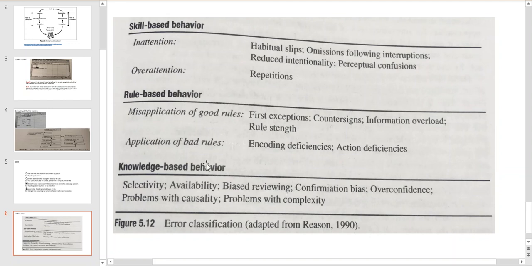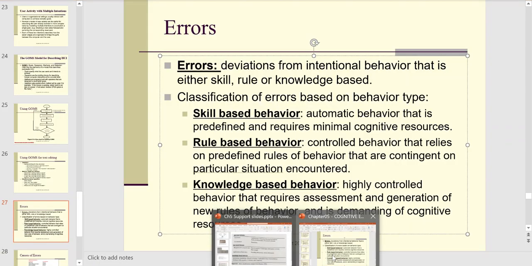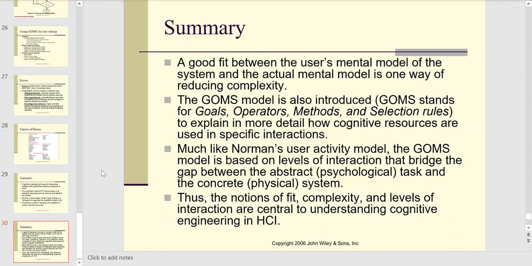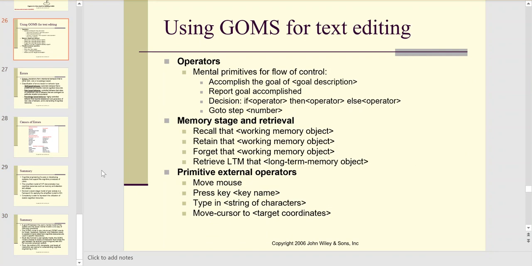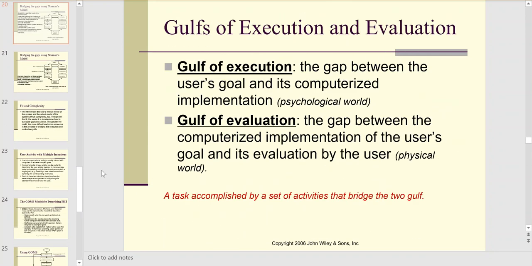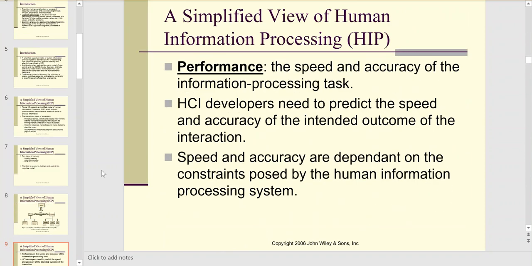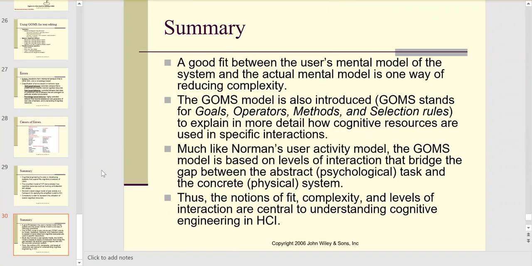So these are the three types of errors: skill-based behavior errors, rule-based behavior errors, knowledge-based behavior errors. I think this one we have completed. You can ignore it because this is exactly what I explained in that slide. I think we have covered chapter 5 smoothly. I think we have discussed all points here. Hopefully it is clear and you like it and it's simple.